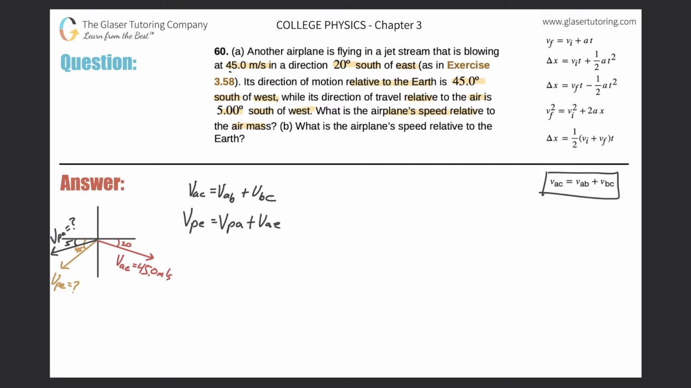All right. So now, in any case, let's see if we know these items. Meaning, did they give us the velocity of the plane relative to the air? Well, they gave us a direction of it, right?